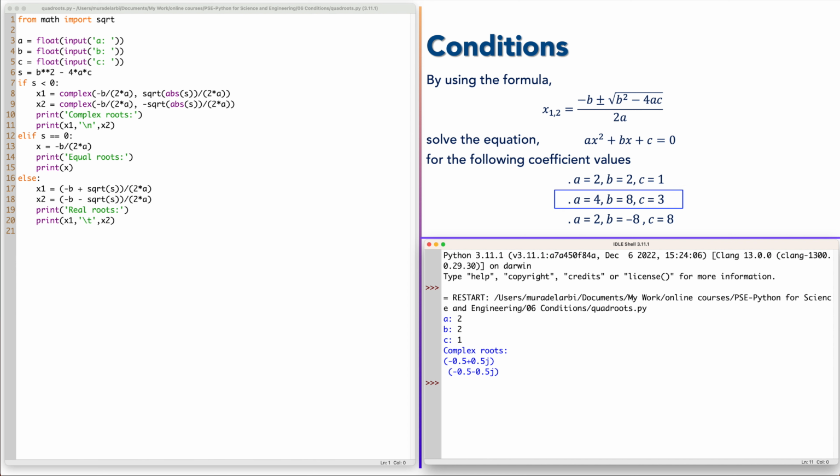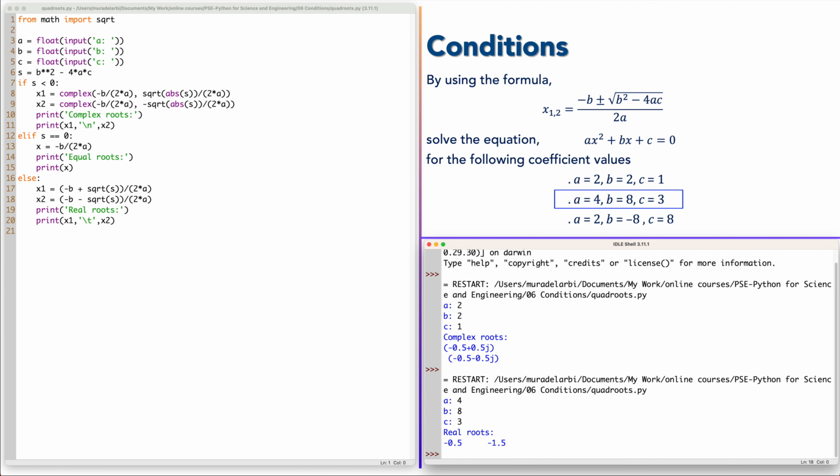Let's try the next one by running the code again. Of course, we run the code by pressing F5. 4, 8, and 3. In this case, we have real roots. So that means the first condition, s less than 0, and the second condition, s equals 0, were false, and the only solution was the real roots at the else statement. So for that reason, the else statement was executed.